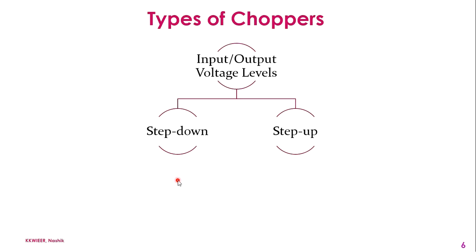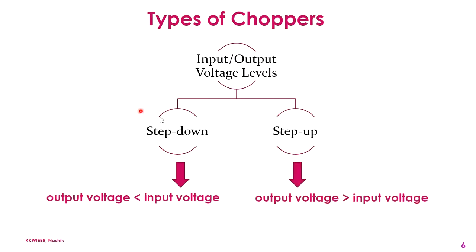There are two types of choppers according to the input-output voltage levels. The first one is a step-down chopper and the second one is a step-up chopper. What is step-down? If the output voltage is less than the input voltage, then it is a step-down chopper. As the input voltage is high and the output voltage is low, it is a step-down chopper. And what is step up? Opposite to that, if the input voltage is less and the output voltage is more, then it is a step up chopper. So these two are the types of chopper. In this experiment we will see the step down chopper.